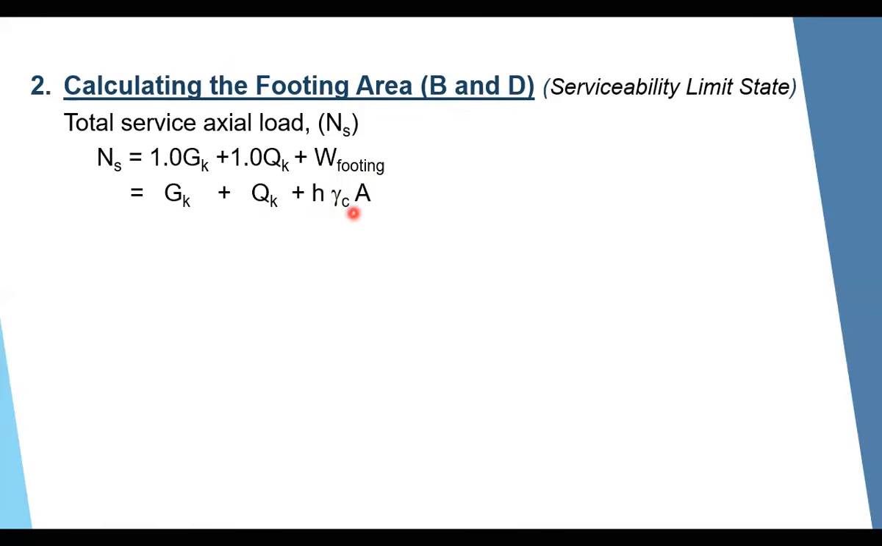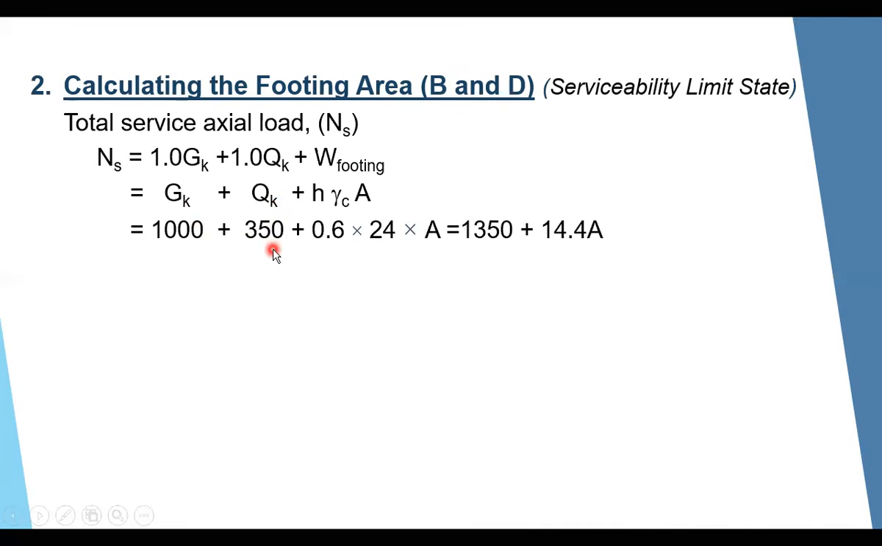Okay, and gamma C here refers to the density of the concrete. So let's put the values here. The dead load in this example was 1000, live load was 350, and here H of the footing was 0.6, because here we are going to use it in meters to get the load in kilonewton. So 0.6, gamma of the concrete assumed as 24 kilonewton per meter cube.